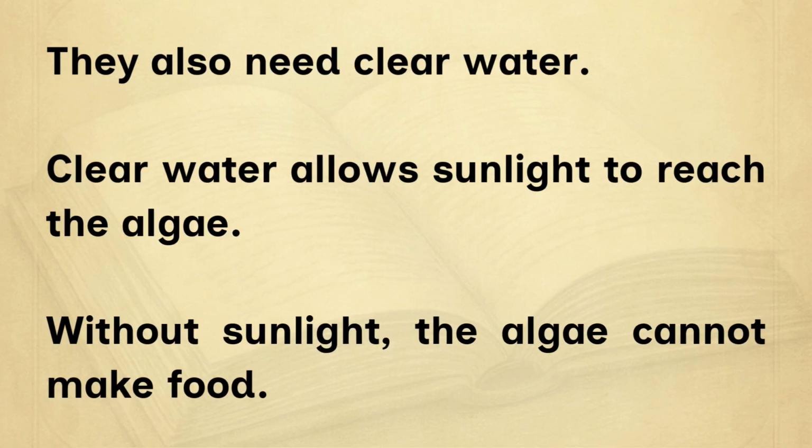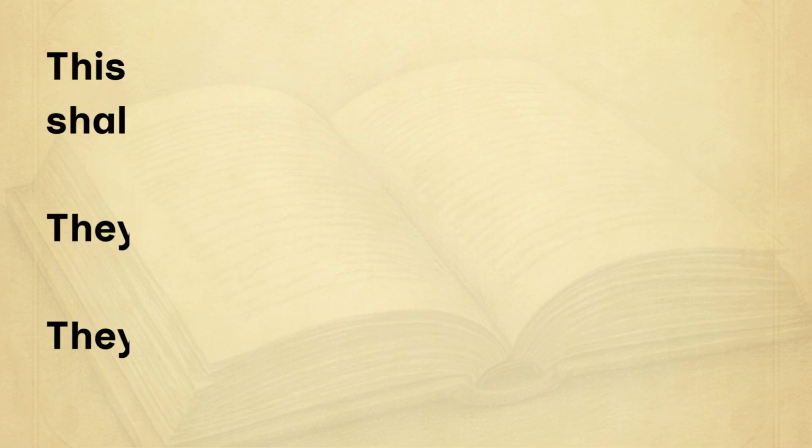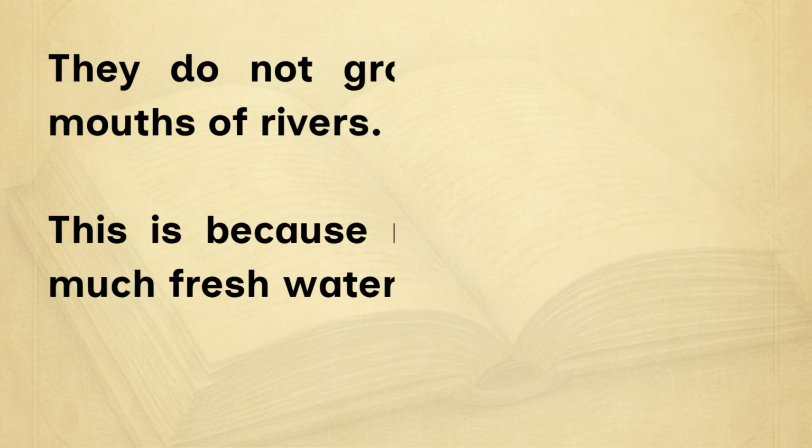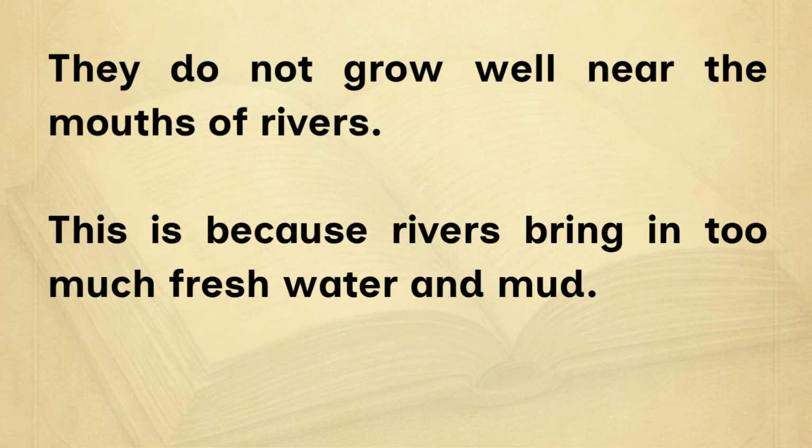They also need clear water. Clear water allows sunlight to reach the algae. Without sunlight, the algae cannot make food. This is why reefs usually grow in shallow water. They stay near the surface. They also need salty water. They do not grow well near the mouths of rivers. This is because rivers bring in too much fresh water and mud.